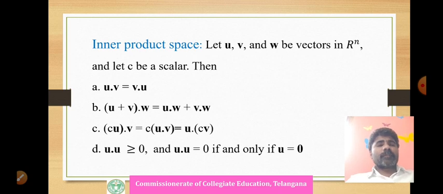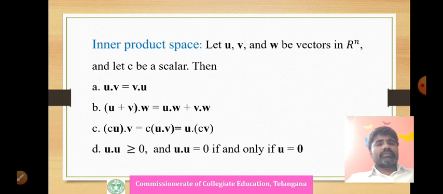First condition: the inner product of u and v equals the inner product of v and u. That means u dot v equals v dot u. Obviously these two are the same, a dot b equals b dot a, as in vector algebra. Second: (u plus v) dot w equals u dot w plus v dot w.